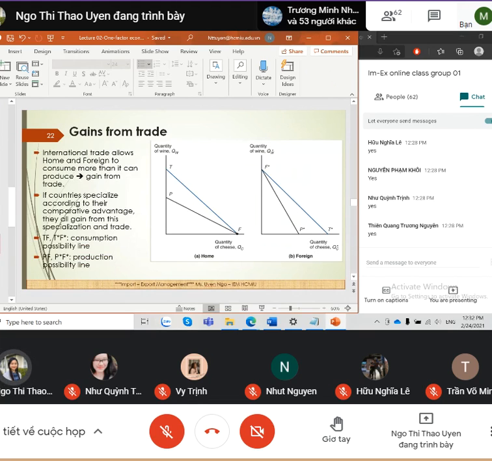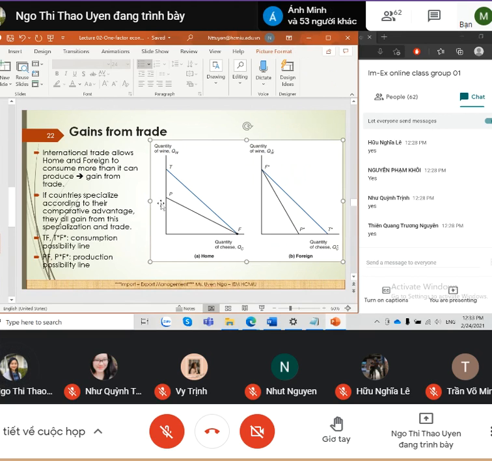Gain from trade. So now we know that two countries can produce things and trade with each other. So what is the advantage of that? What is the advantage of that?